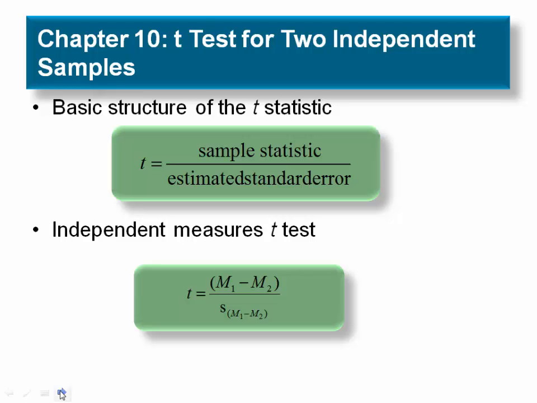Then, on the bottom of the formula, you divide the estimated standard error into the number you generate in the numerator. However, as you will learn on the next few slides, we have more steps involved in computing the estimated standard error because we have two groups of scores to consider.